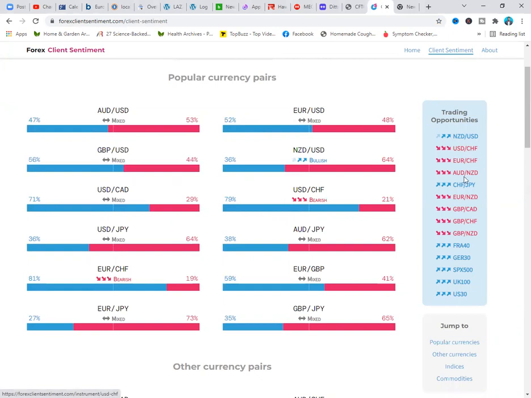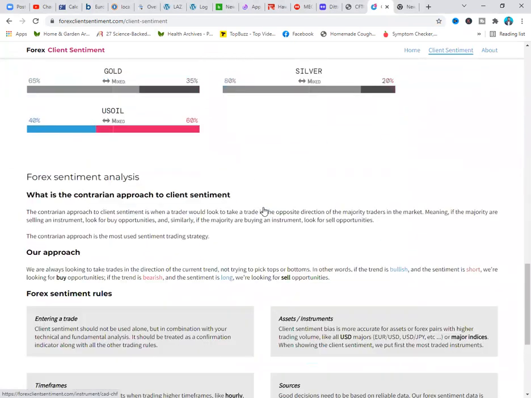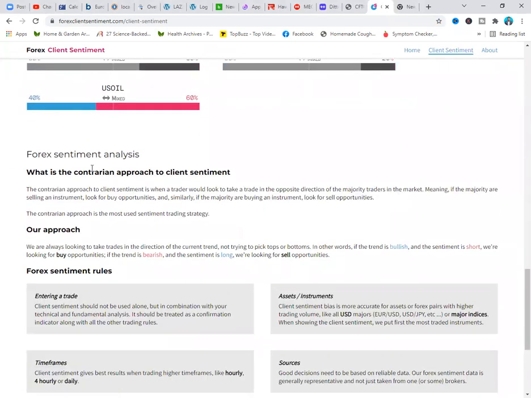USD chef, they are saying is going to sell, and the rest. We'll come to all this, but first of all, our interest is in the sentiment. Now, when you go to the down part of the site, they have given you how to approach the sentiment on the site. Is that okay?